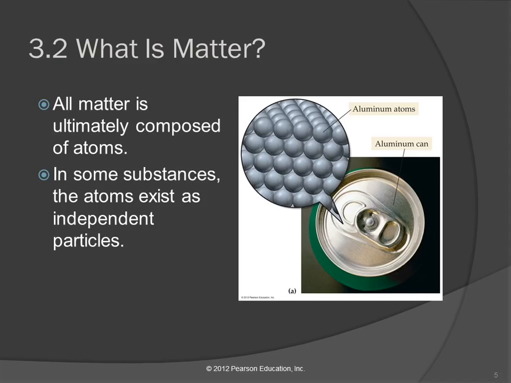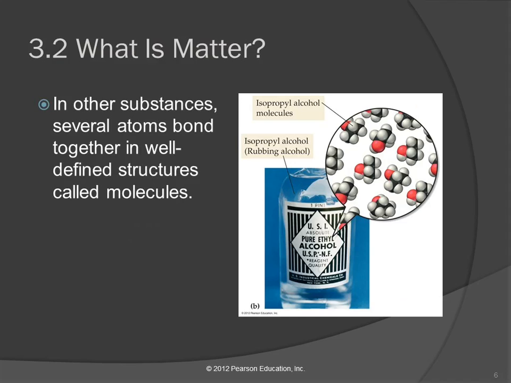Here's a picture of an aluminum can, and if we were able to zoom in and look at the aluminum atoms in the aluminum, it might look something like this. Individual aluminum atoms all lined up together. And here, this is an example where the atoms exist as independent particles. They're individual atoms in something like aluminum.